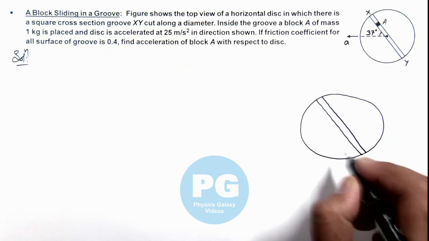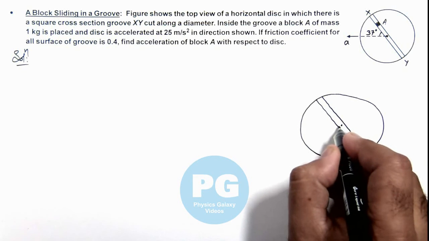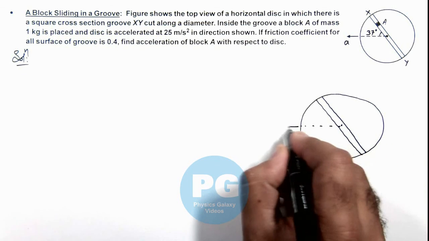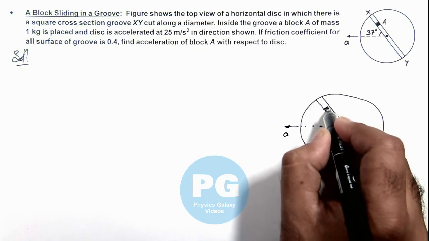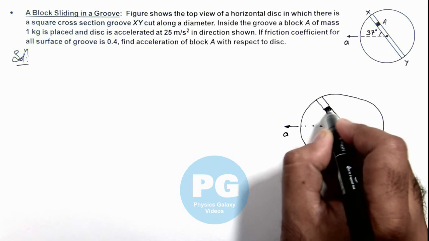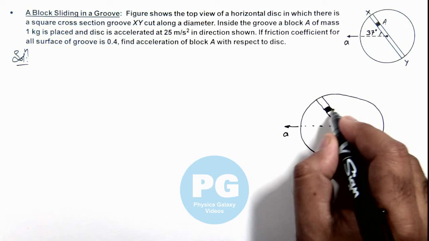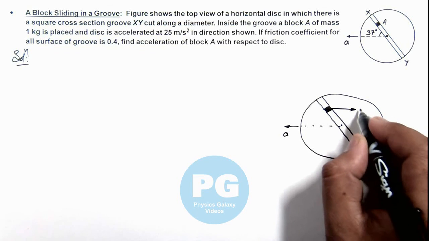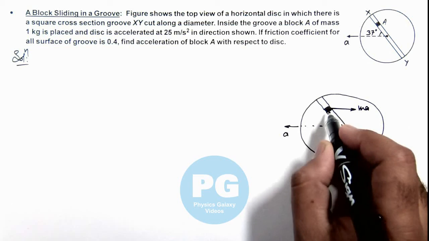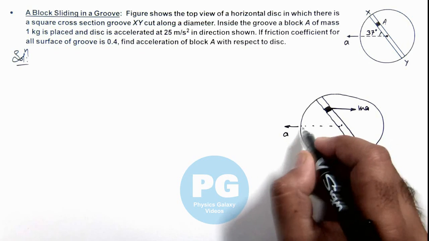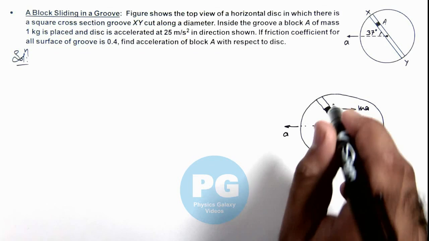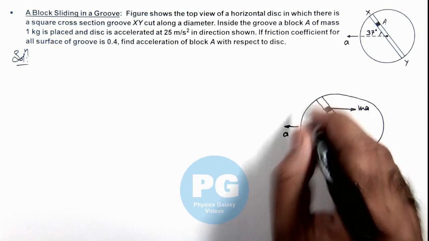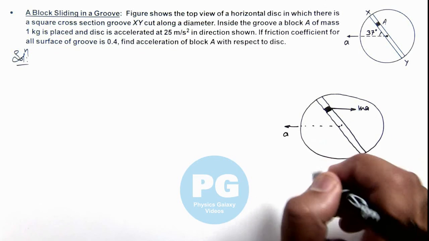in the disc, and here if this disc is accelerating toward left with an acceleration A, we can see the block placed in the groove will experience a pseudo force with respect to the disc toward right, and that is MA, mass of block A multiplied by the acceleration of its frame. Its weight mg will act in the inward direction because we are looking at the top view of the disc.